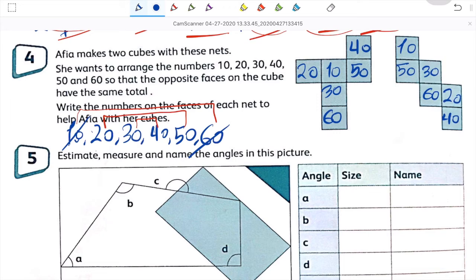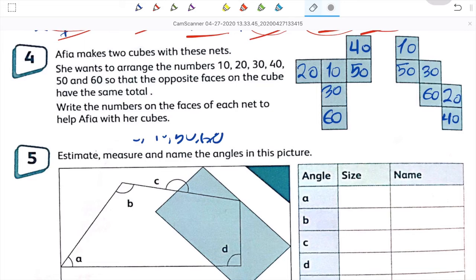I will ask you to make these nets at home with paper, and go for it, please, to see if the answers I have written here are working out in real life. Let's go to other question.